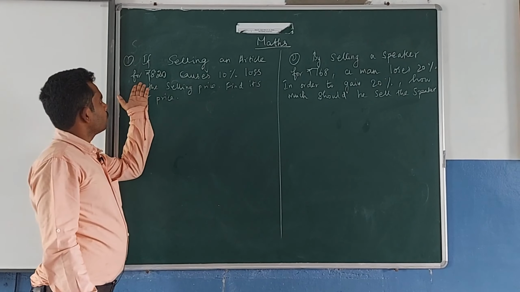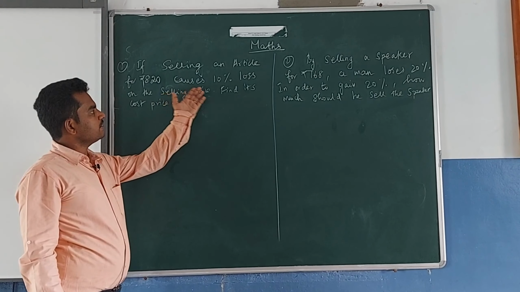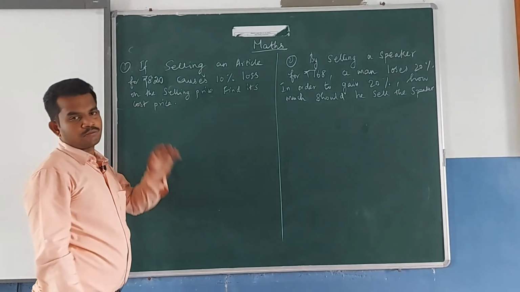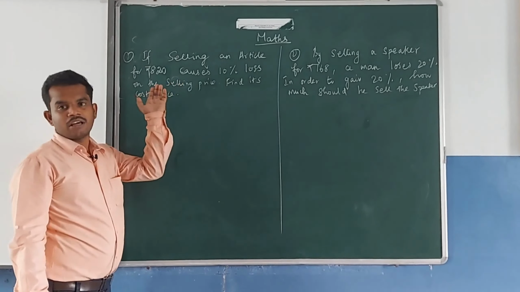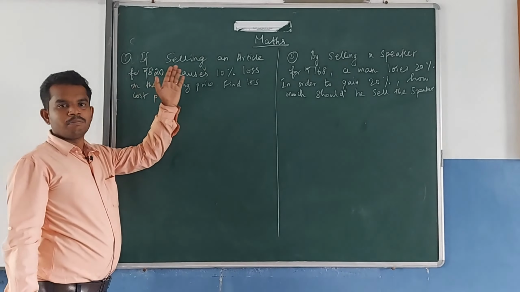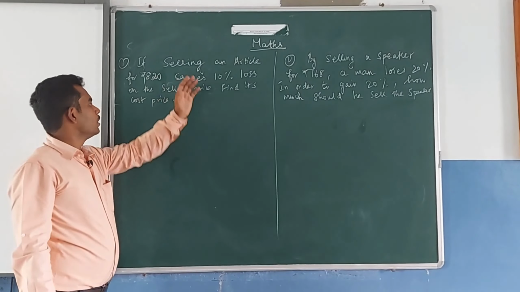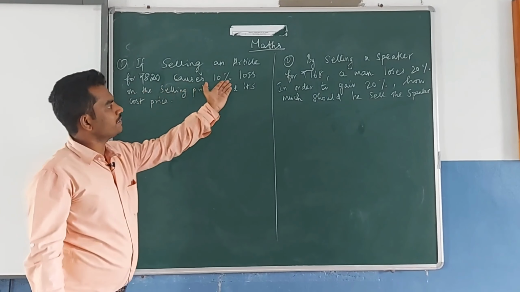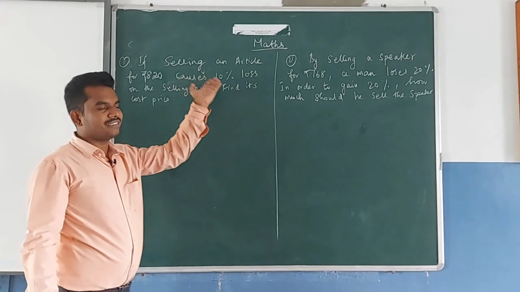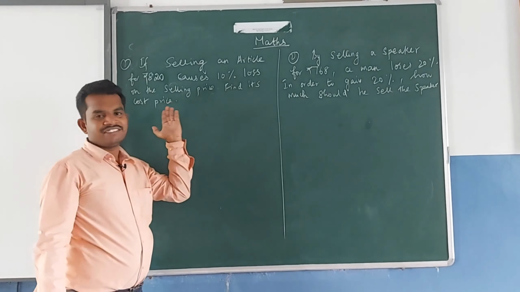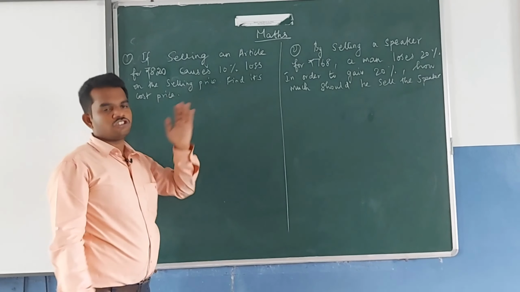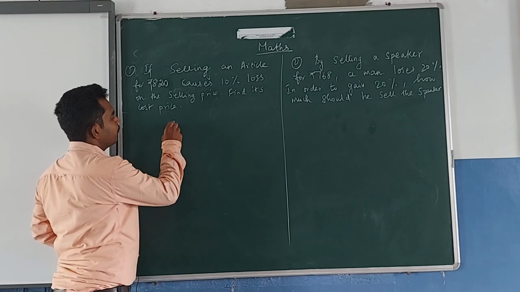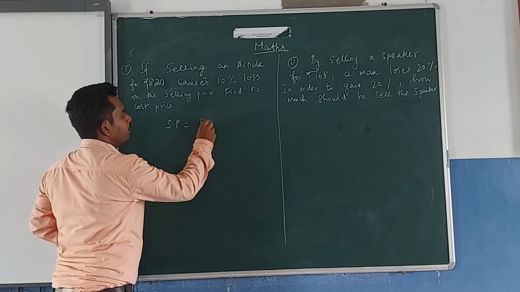If selling an article for rupees 820 causes 10% loss on the selling price, find its cost price. இப்போ இந்த கொஸ்டின் என்ன சொல்கிறாங்கன்னா, ஒரு ஆர்டிக்கிளை செல் பண்ணுறான், ஏதாவது ஆர்டிக்கல் ஏதோ பொருள் அதை வந்து விற்கும் போது எவ்வளோ விற்கிறான்னா 820 ருபீஸ் விற்கிறான். அவனுக்கு எவ்வளோ லாஸ் ஆகுது? 10% லாஸ் ஆகுது. அப்படி லாஸ் ஆனால் காஸ்ட் ப்ரைஸ் என்ன, அதுதான் நம்மளோட கொஸ்டின். அதான் நம்ம ஃபைண்ட் பண்ணணும்.